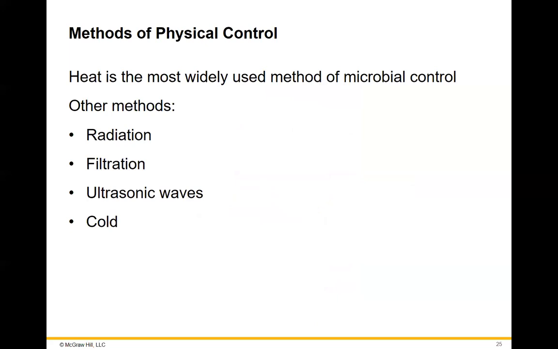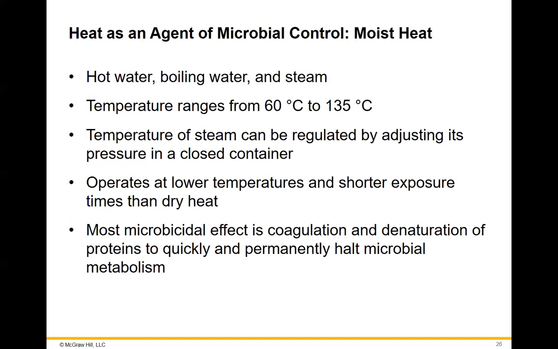All right, let's talk about the physical methods of control. It's going to be heat, radiation, filtration. It says ultrasonic waves, but we're not going to talk about that. We are going to talk about osmotic pressure though, and then cold. Start with heat, moist heat first, okay? So heat can go two ways, moist and dry. Moist heat includes hot water in general, boiling water, and steam. Temperature will range from 60 to 135.